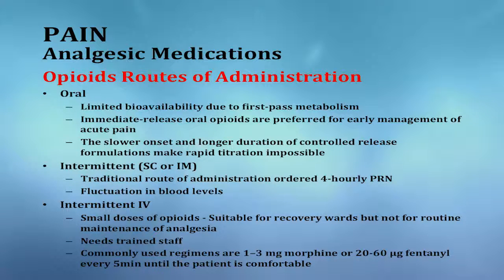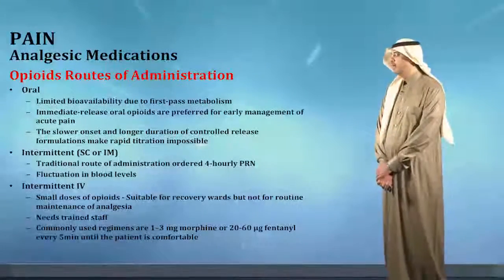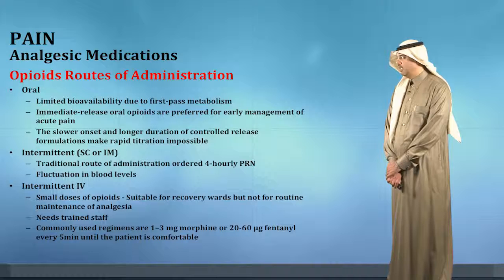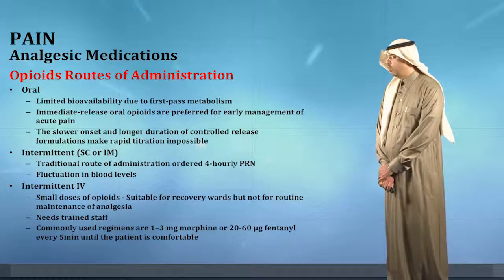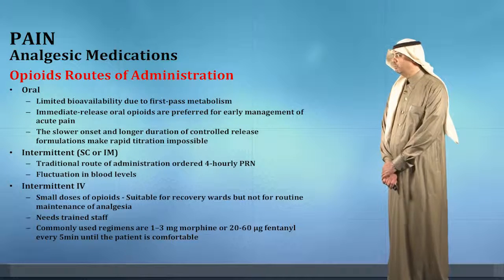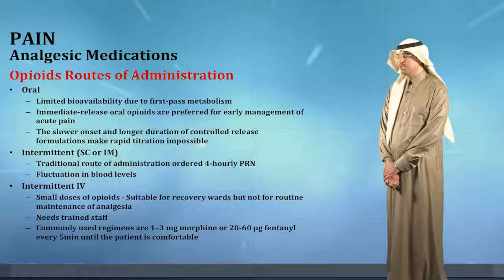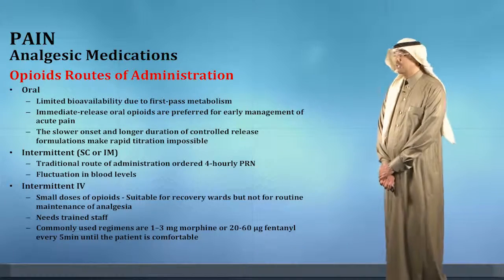For that reason, we resort to intermittent subcutaneous or intramuscular administration, which is the traditional route of administration, and usually it is ordered on a PRN basis. It might lead to fluctuation in blood levels, so if there is a need for a steady level, an intermittent IV dose can be utilized. This can provide suitable relief of pain in the post-operative period and maintenance of analgesia, but it will need trained staff. Commonly used regimens are morphine 1 to 3 milligrams or fentanyl 20 to 60 micrograms every 5 minutes until the patient is comfortable.